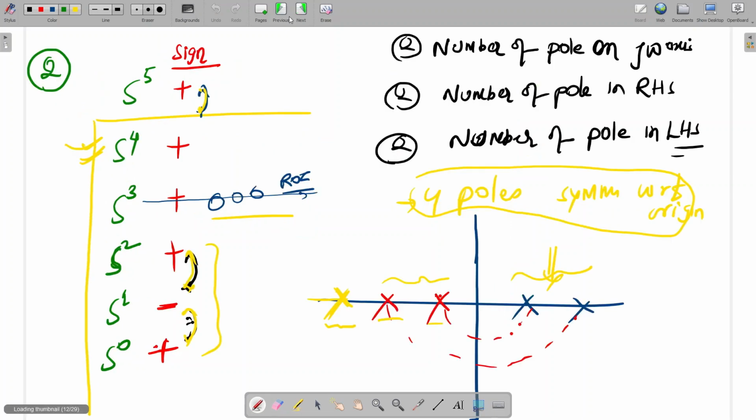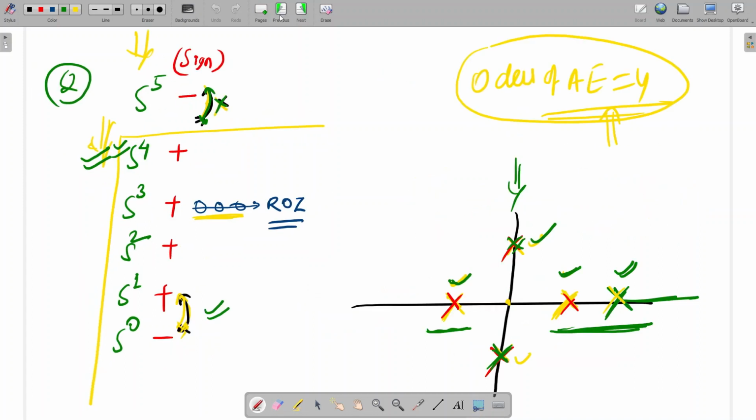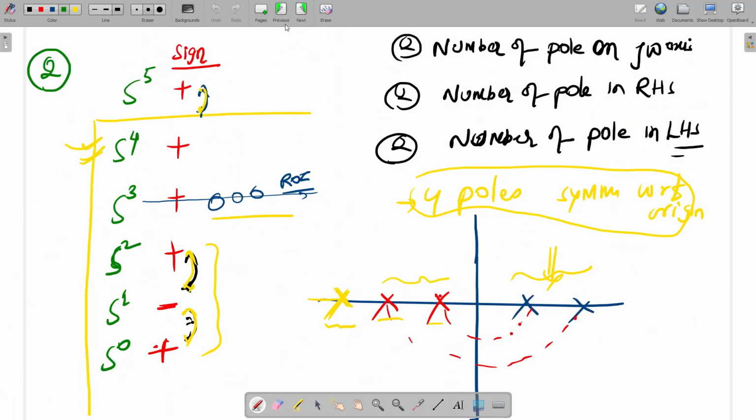The more questions I have covered, I think. See, this question also I have covered. So the first question was this one. In that, only one sign change was there, and above it one sign change was there. If you see this question, here above no sign change is there. So if you see below the auxiliary equation, how many sign changes are there? Two sign changes are there. So step one: the order of the auxiliary equation is 4. What it means is that four poles will be symmetrical with respect to the origin.